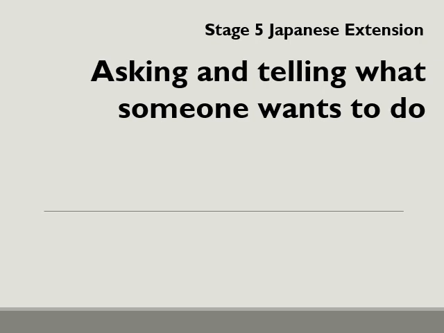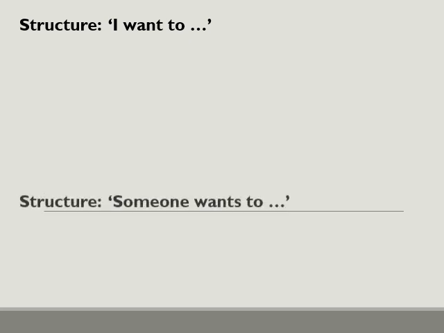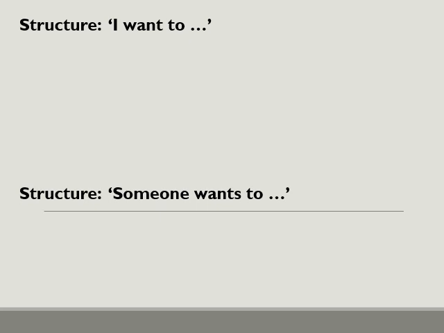In this video, you will learn how to ask and tell what someone wants to do. This structure is slightly different from others because you need to learn a couple of different patterns. One is when you want to say, I want to, and the other one is when you want to say someone wants to do. Let's begin the first one.